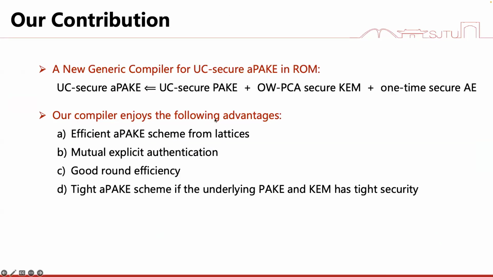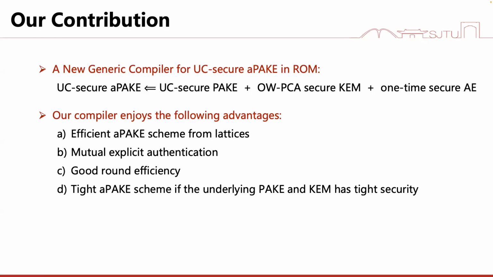In this paper, we give a new generic compiler for UC secure APAKE in the random oracle model. We show that an APAKE scheme can be built from a UC secure PAKE, a one-way PCA secure CAM, and a one-time secure authenticated encryption. Our compiler can give an efficient APAKE scheme from lattices. And our compiler can also provide mutual explicit authentication, even if the underlying PAKE only has implicit authentication.